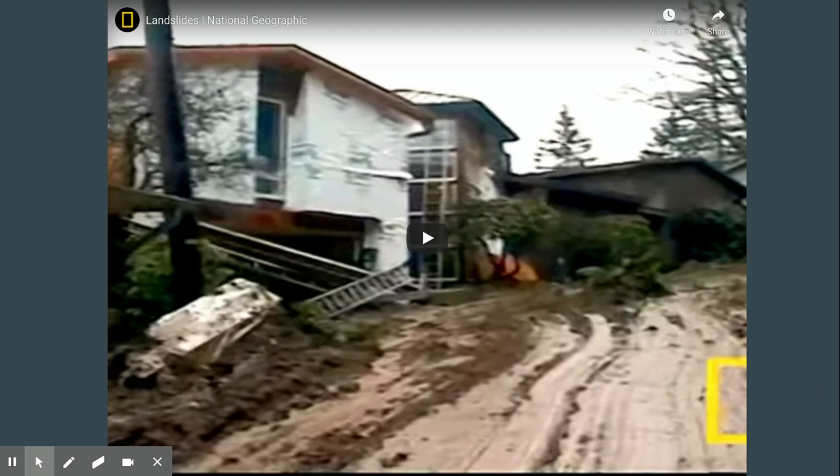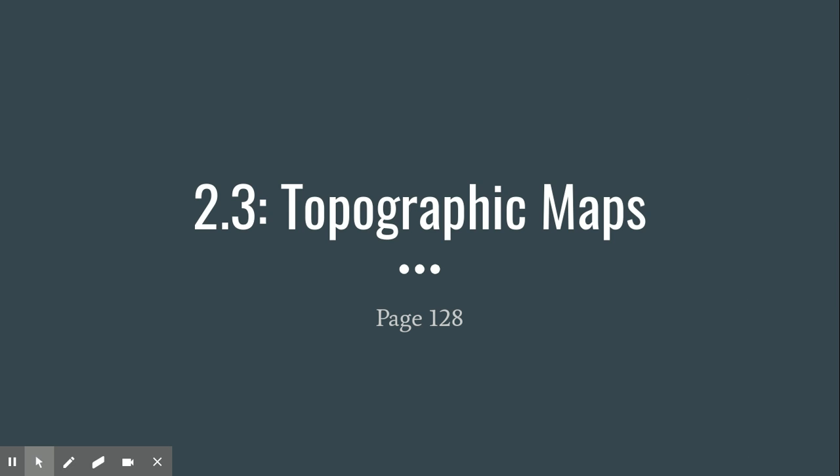This is a video from National Geographic of, it's kind of a mud flow, even though it's labeled landslides. I definitely suggest you watch it. It's interesting. All right, so those were the 2.2 very quick notes on how wind, ice, and gravity can cause our landscape to change over time.